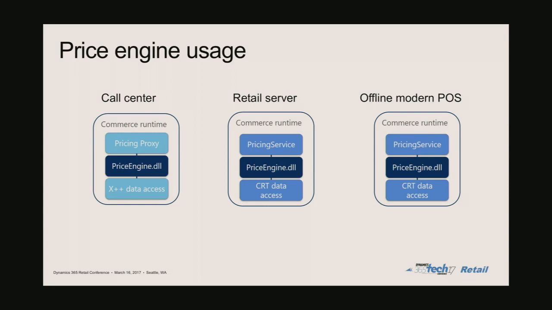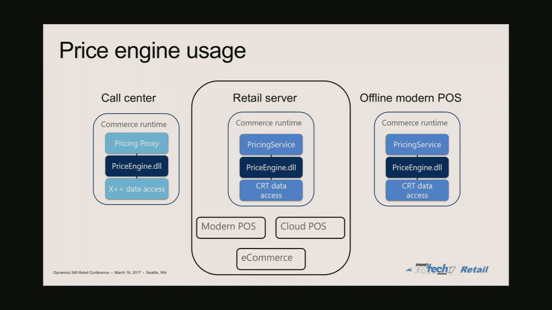Okay, so we have a price engine, that is how we call it. It's a class library, a set of binaries, and we use it in all the clients. So it's in Dynamics 365 for operations. It's in Retail Server, and Modern POS, when it's operating in offline mode, uses it as well. The rest of the clients that you see and hear us talk about, they're all using Retail Server for this.